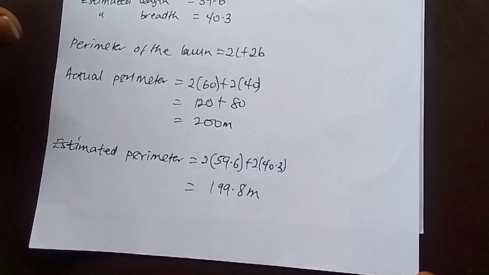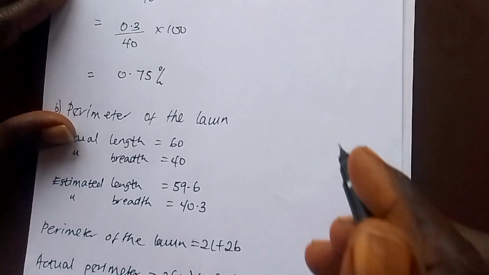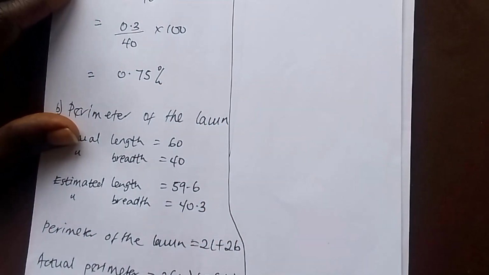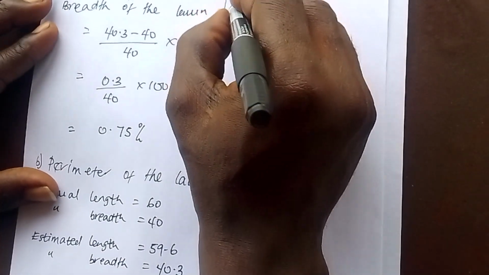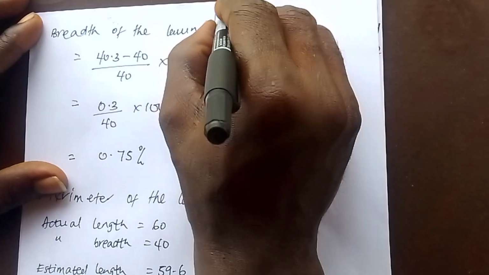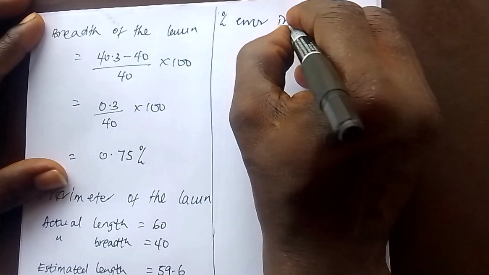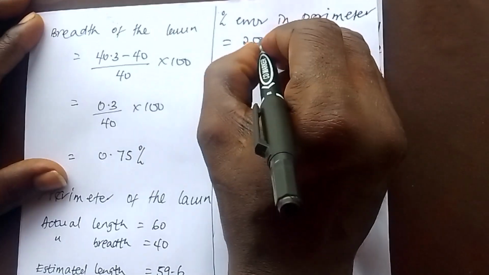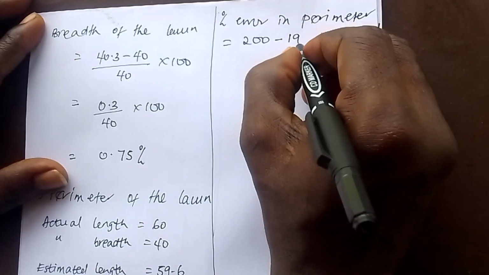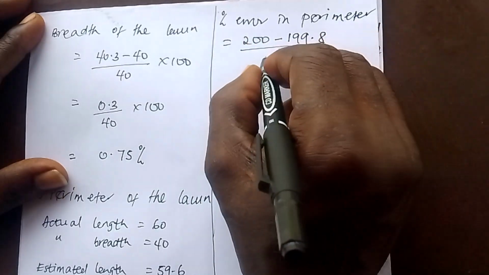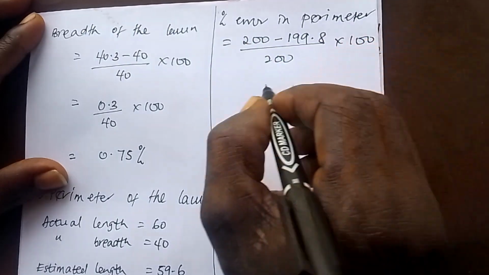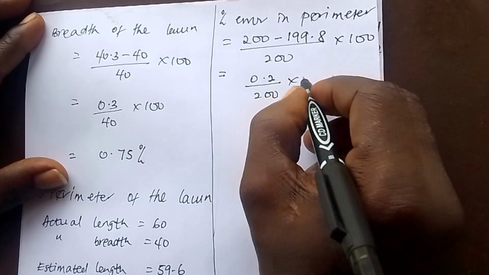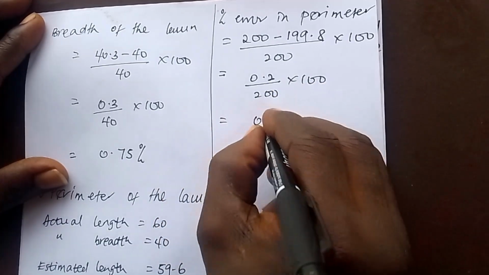So in calculating the percentage error in the perimeter, this is equal to the actual of 200 minus the estimated of 199.8, all over the 200 multiplied by 100, which gives us 0.2 over 200 multiplied by 100, which ends up giving us 0.1%.